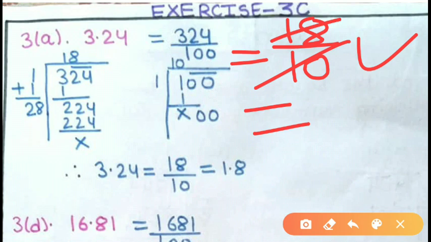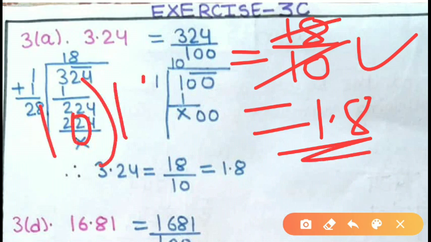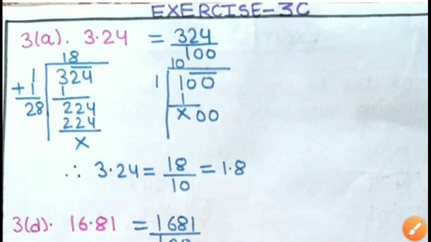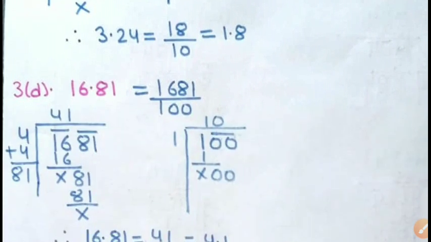But if you want to write it down in a decimal, this will give you 1.8. It means 10 divided by 18 gives you 1.8. If you want to solve this question directly with the decimal number, you can also solve it. The answer will remain the same.